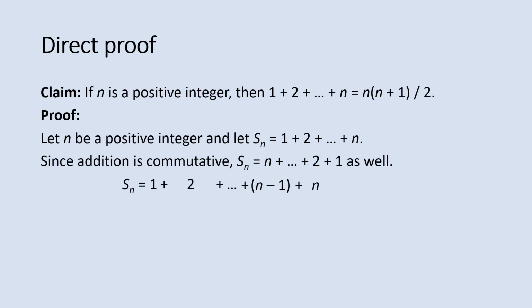And so just filling in some of the pieces here, we have 1 plus 2 plus all the way up to plus n minus 1 plus n. In the reverse order, we have n plus n minus 1, counting our way down, plus 2 plus 1 at the end.